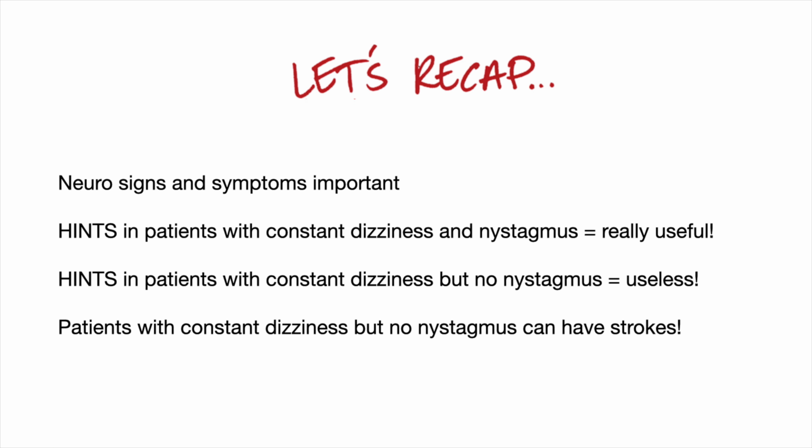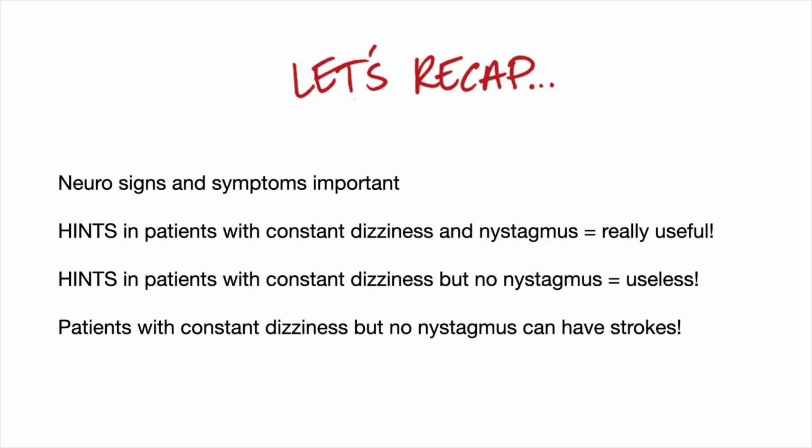We're so close to the finish now. We've established that looking for neurosigns and symptoms is important, and that HINTS can reliably identify vestibular neuritis and thus rule out a stroke in patients with constant dizziness and nystagmus at rest, but that HINTS can only cause harm in patients without nystagmus at rest, and that patients who are still dizzy and have no nystagmus can be having a stroke. Is there any way we can maybe sort out who we need to worry about in those patients with constant dizziness but no nystagmus at rest?